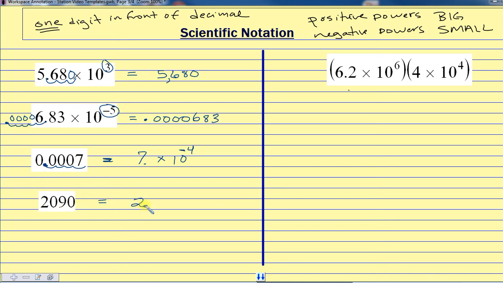All right, now 2090, that's a big number, bigger than 1 digit. So we need to put our decimal here after 1 digit. So 2.090 is the only place the decimal is allowed to go after 1 digit. Times 10 to the, well, we know it's going to be a positive number, but how far? If we can't see the decimal, it's over here at the end. So it moved 1, 2, 3 places to end up there. So 10 to the 3rd.